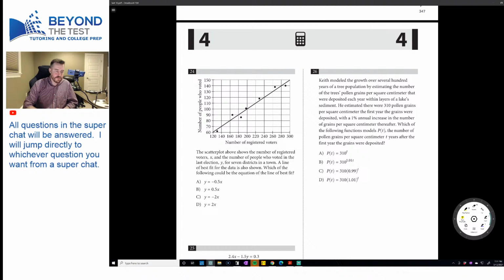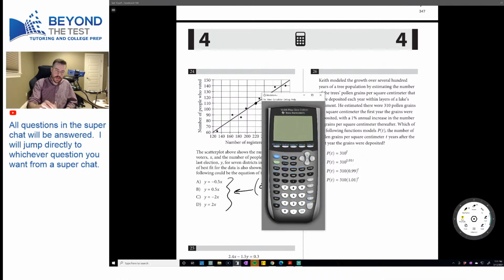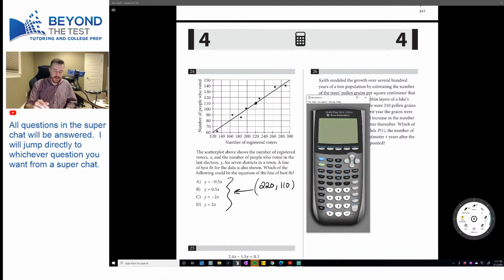What I would probably do is just pick a point, okay? Any point here, somewhere in the middle or towards the end. So maybe I'll pick this point right here. So it's 220, comma, 110. That's a point that lies on the line. Then go back to my answer choices, and let's just see which one of these works when I put in that point. So we could take our calculator here. This is the calculator section.